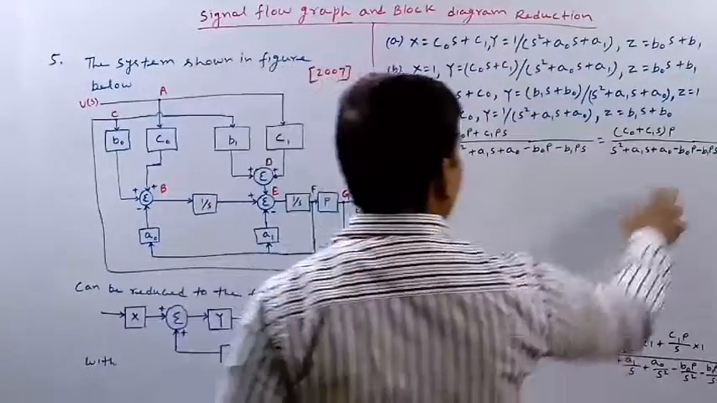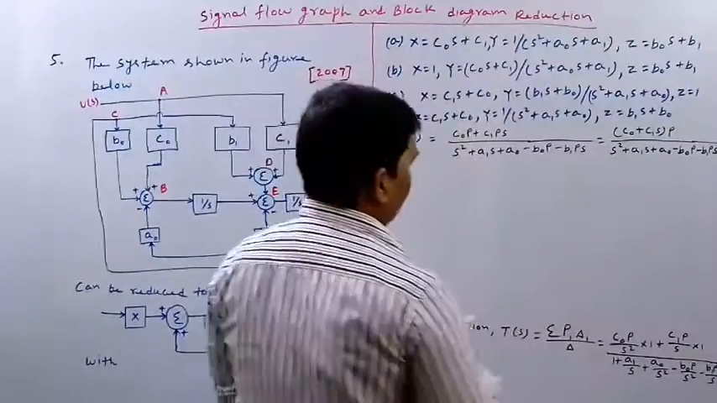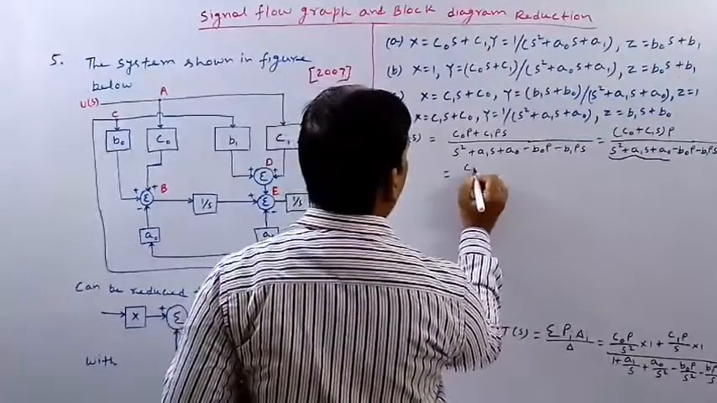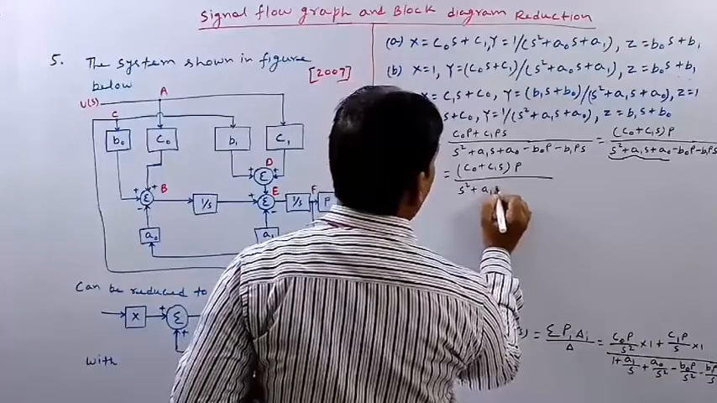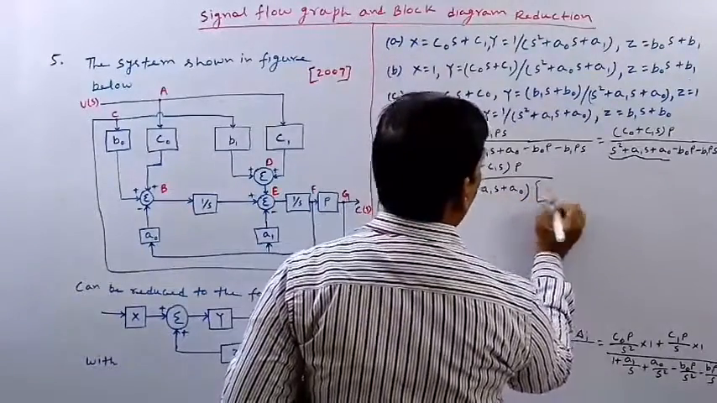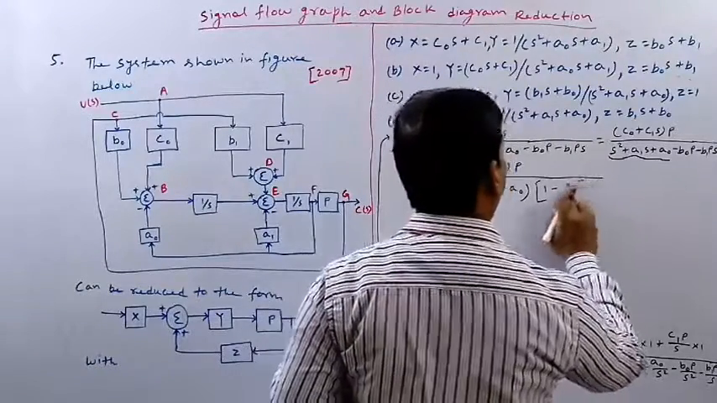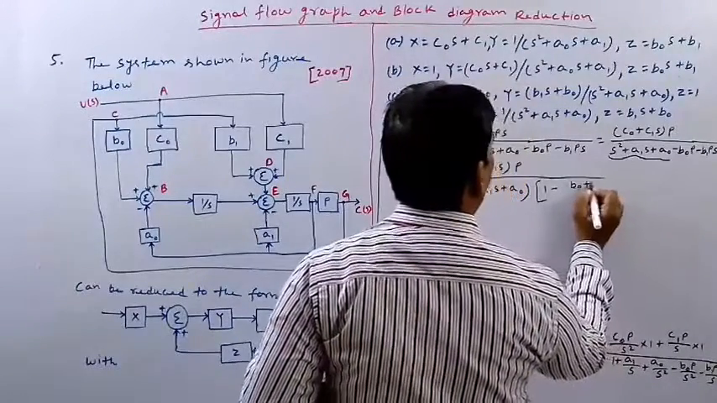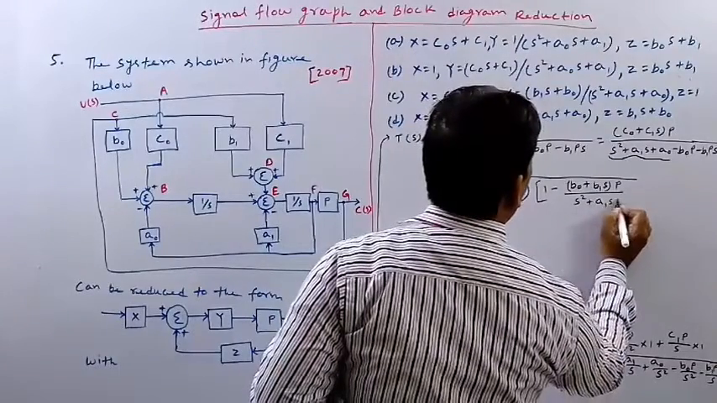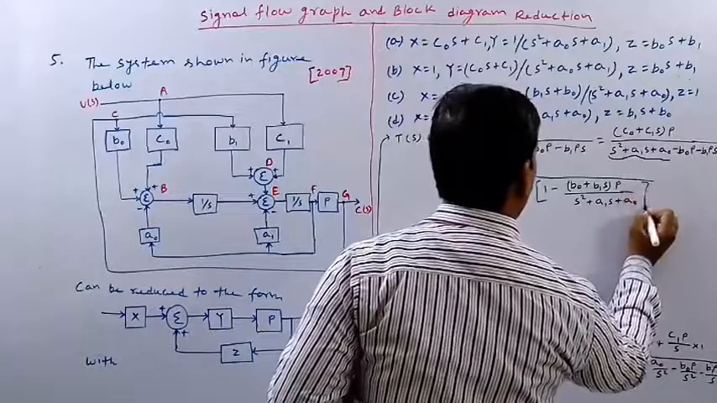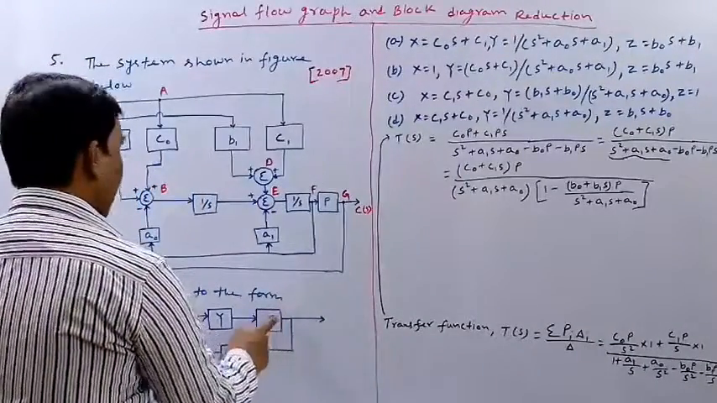Let me take common this term. It will be C0 plus C1 S multiplied by P divided by S square plus A1 S plus A0, multiplied by 1 minus, taking P as common, B0 plus B1 S, P divided by S square plus A1 S plus A0. Okay, so this will be the final transfer function for this system. Now let me calculate what will be the transfer function for this system.